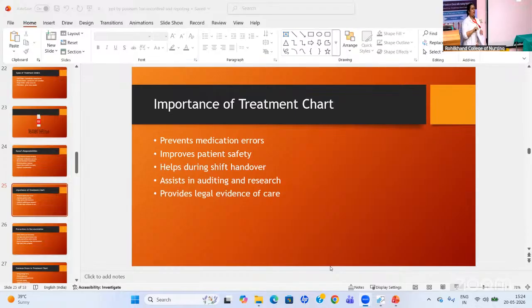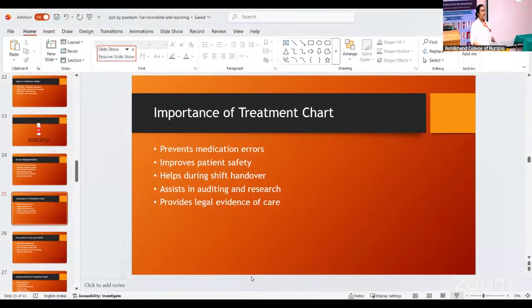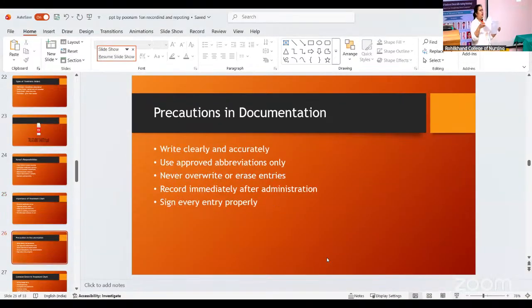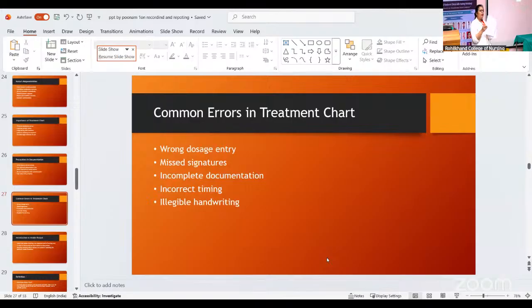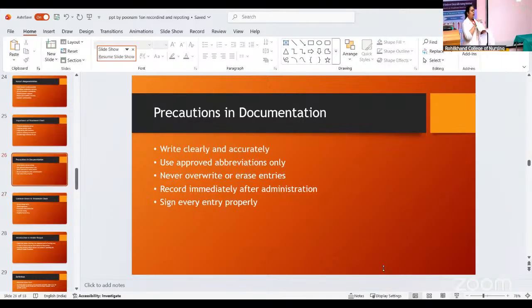Then the other part is your intake output. So these three pages are interrelated to each other. There is a doctor order, there is a treatment sheet, and according to the treatment sheet, you are putting the intake output.